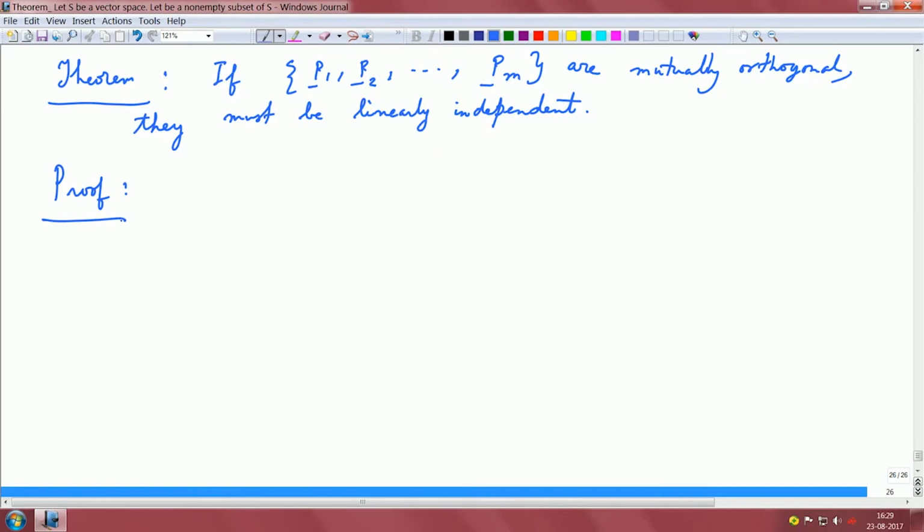So, let us prove this theorem. It is probably not too difficult, a standard proof. We start with the supposition that they are linearly dependent, and then we will try to prove this by contradiction. So, let us suppose these vectors are linearly dependent.